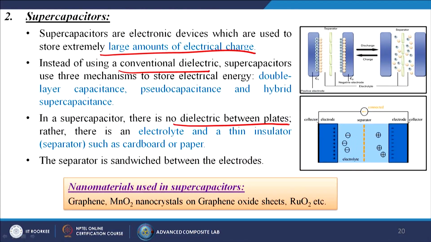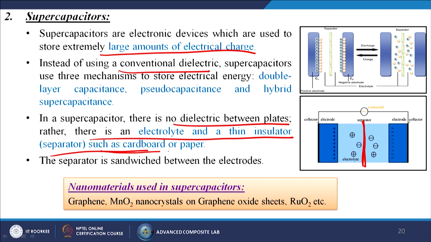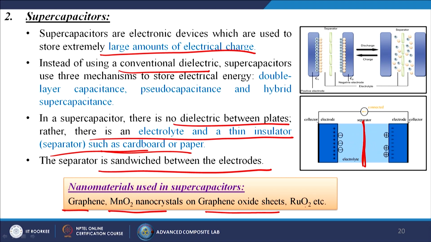In a supercapacitor there is no dielectric between plates, rather there is an electrolyte and a thin insulator, which is known as the separator, such as cardboard or maybe paper. The separator is sandwiched between the electrodes. What kind of nanomaterials are we using? We are using graphene, manganese dioxide nanocrystals on graphene oxide sheets, then ruthenium oxides. So, these are all the materials we are using nowadays.